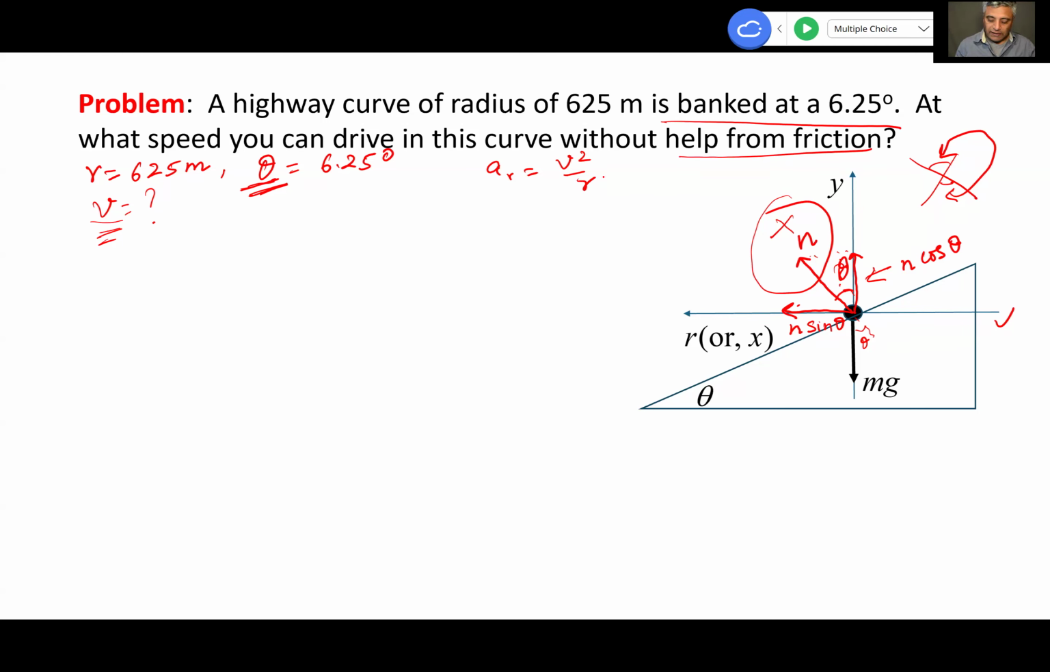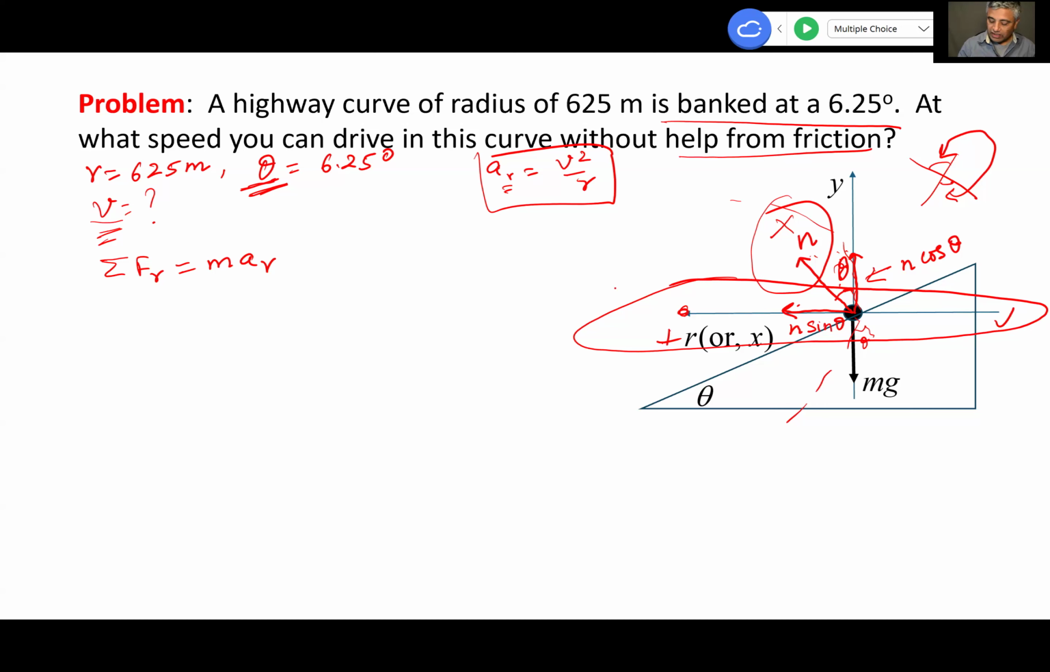And since we don't know acceleration, we know r, but we don't know acceleration, we cannot find the v just by using this. But we can use this equation and write this equation here in the radial direction. So in this case, we are choosing towards the center as the positive r.